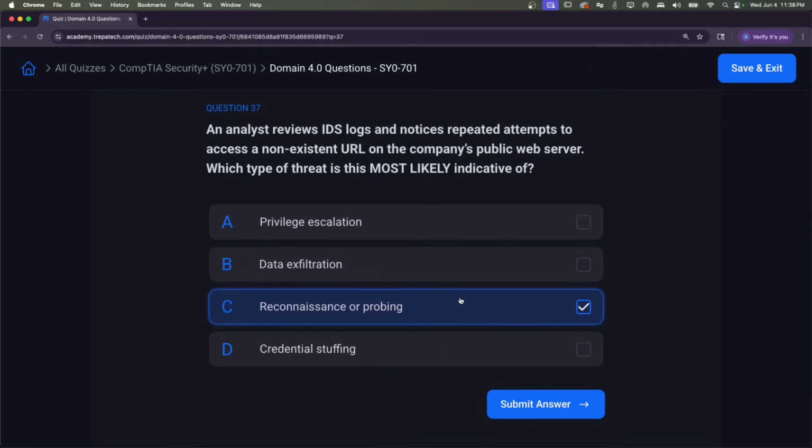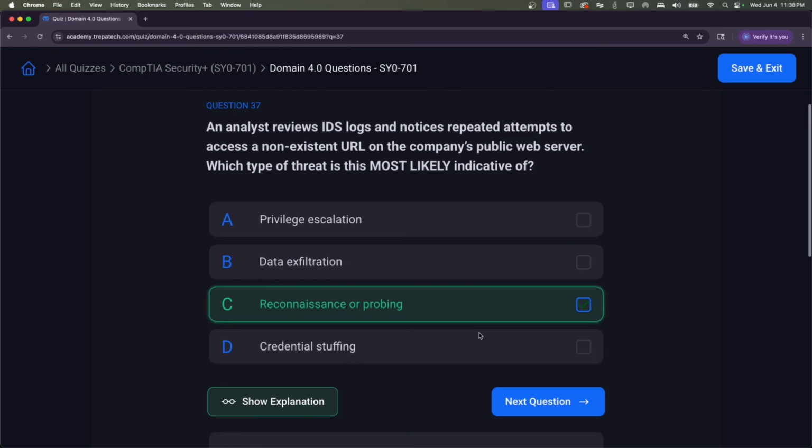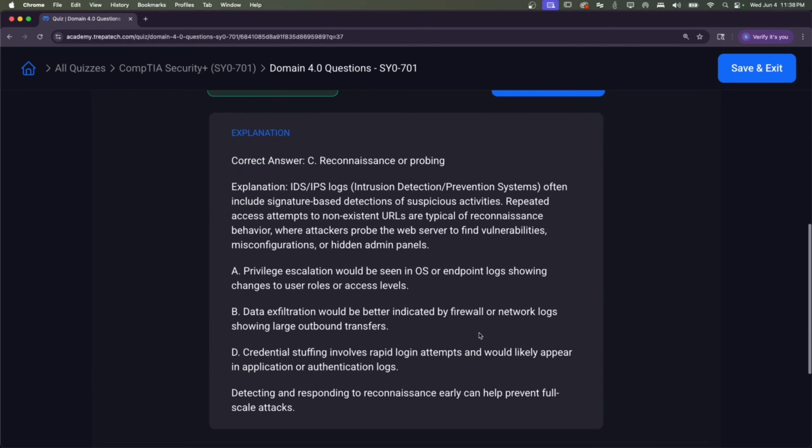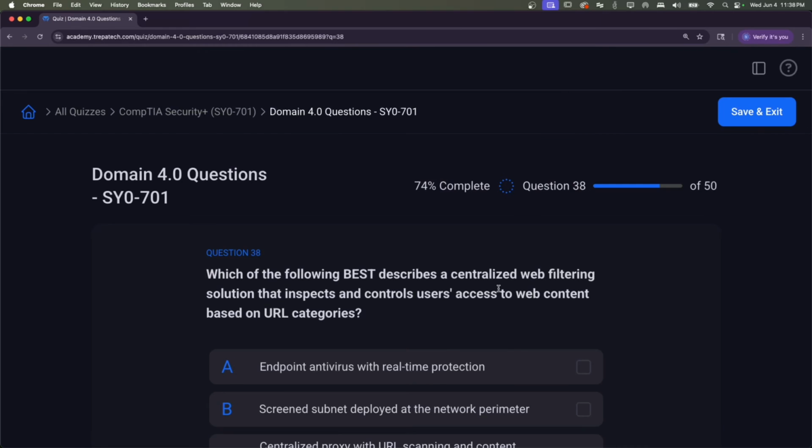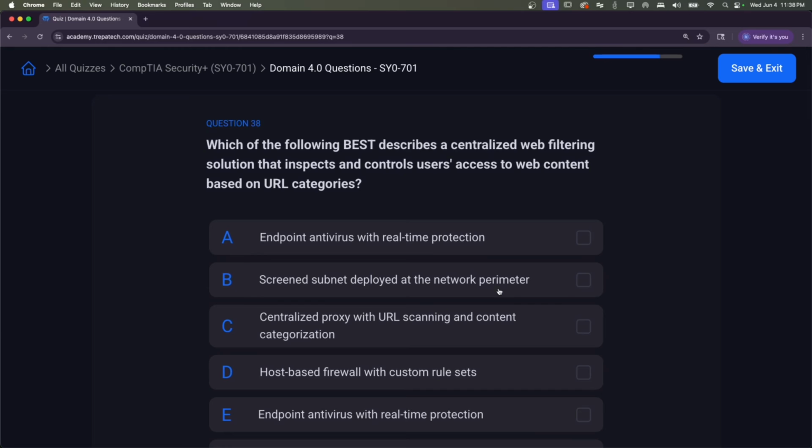I was going to say maybe directory traversal. That really wouldn't make sense. Directory traversal is more specific. This is just a non-existent URL. So we're just trying to see what responses we're getting, what kind of HTTP response we're going to get. We're probing that device.